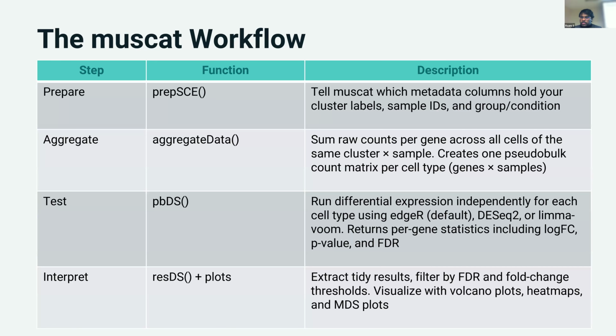So regarding the muscat workflow, there are 4 main functions that transform the raw data into results. We have prepSCE, which standardizes your metadata column names. aggregateData, which sums up the raw counts per cluster per sample. We have pbDS, which runs the actual differential expression test independently for each cell type. And then we have resDS, which extracts a tidy results table that you can filter and then plot out. And we'll be going more into them in the R Markdown.